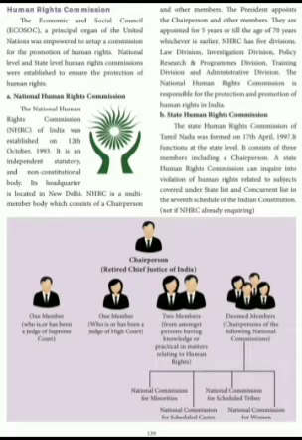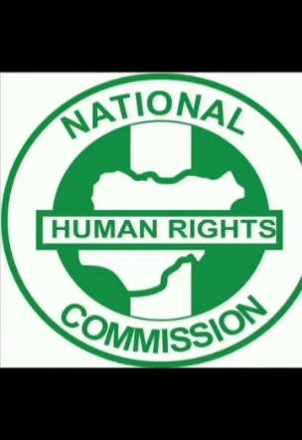So, two commissions were established for what? To ensure the protection of human rights. Ensure means to give a guarantee to the protection of human rights. Okay, so the first one is the National Human Rights Commission. It works throughout the national level.